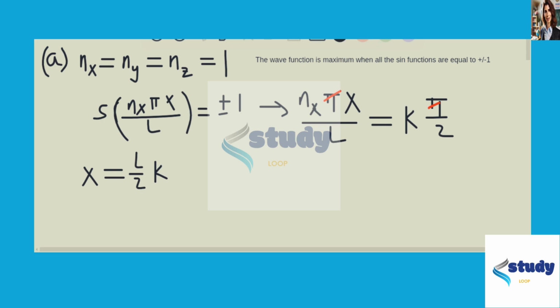So recall, though, that in the x direction, the box runs from 0 to L. So the only value that's allowed is k equals 1, to satisfy that x is greater than or equal to 0 but less than or equal to L. So that confines it to that. Okay, so if k is equal to 1, that means x is equal to L over 2.